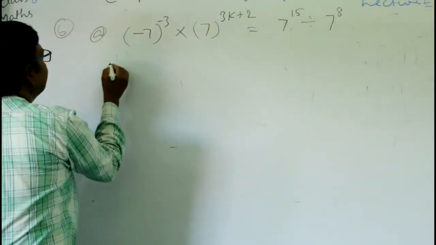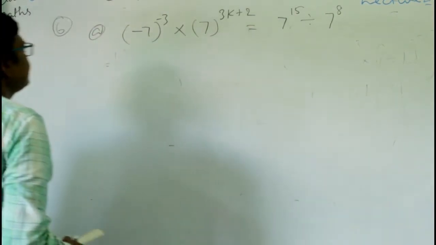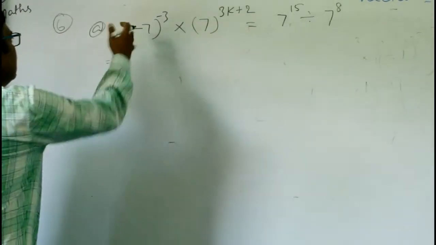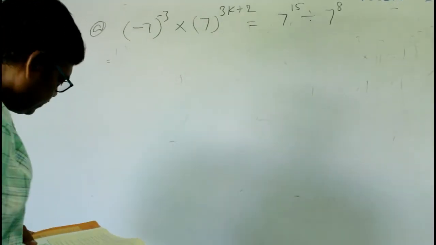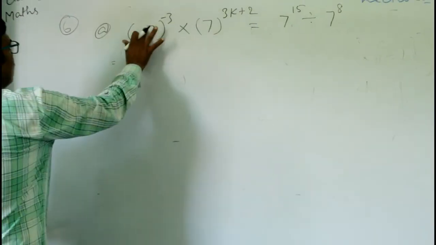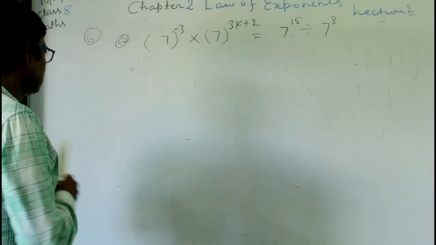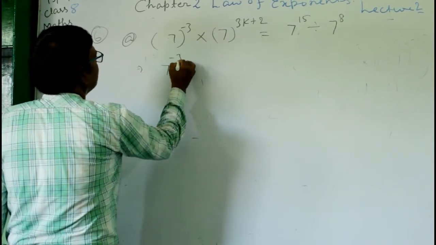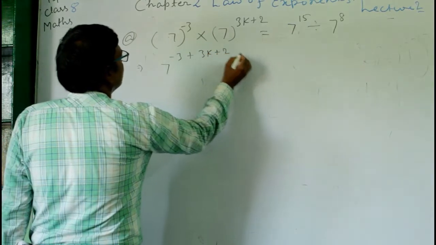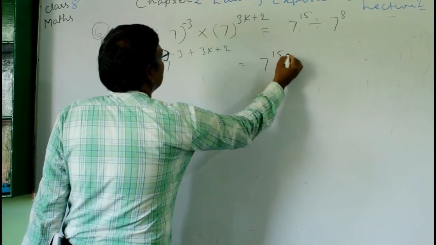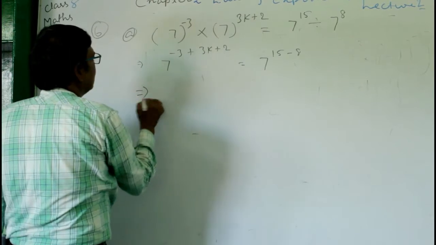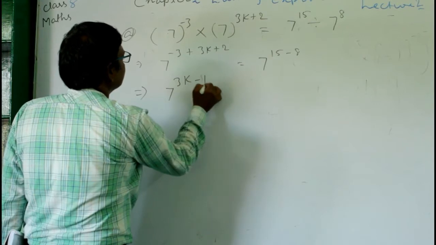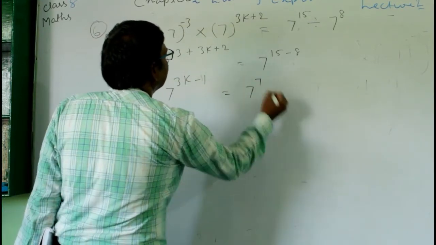So first solve this part. The power is negative here, but because the power is odd in this case, it will be negative. Here it is not negative, only positive. Okay, so now write that this is 7 to the power -3 + 3k + 2, and it is equal to 7 to the power 15 - 8. And this implies 7 to the power 3k - 1 is equal to 7 to the power 7.